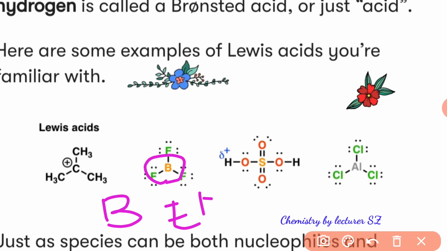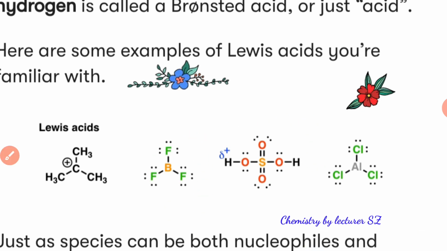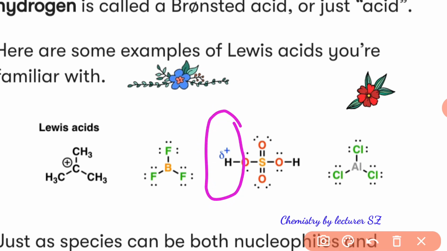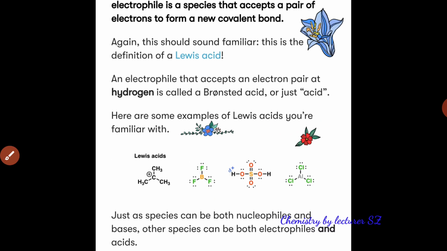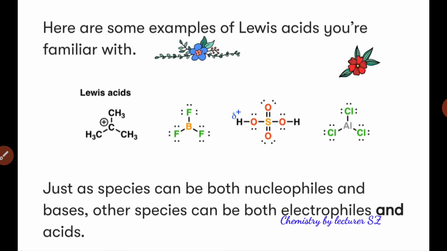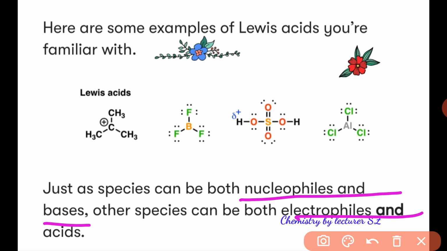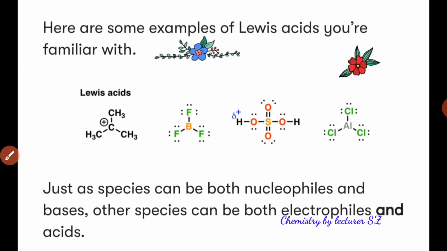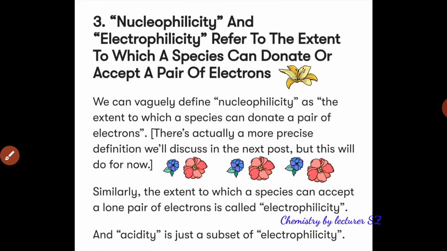And in this sulfuric acid, we know that sulfuric acid donates a proton, and this part is the electrophile. And this is aluminium trichloride, where aluminium is the electrophile. Just as a species can be both nucleophile and base, other species can be both electrophile and acid. We have said now that nucleophiles are bases, so electrophiles are acids. So this is a relative term.